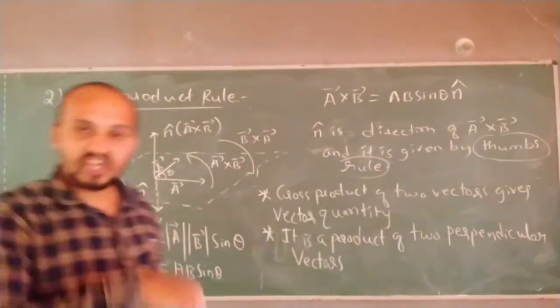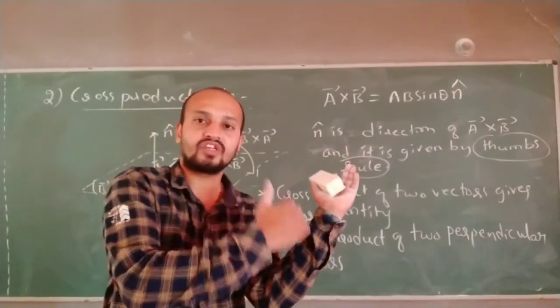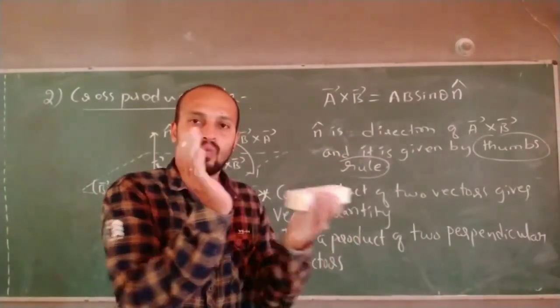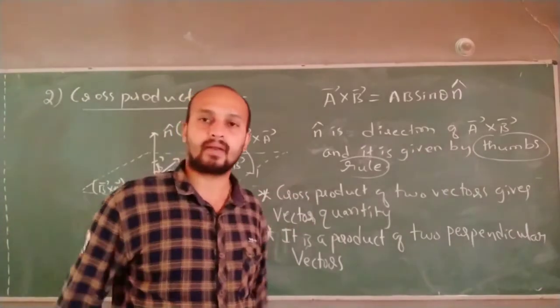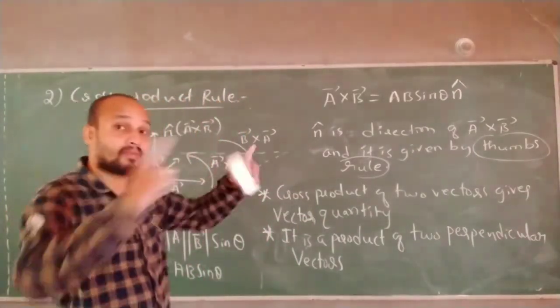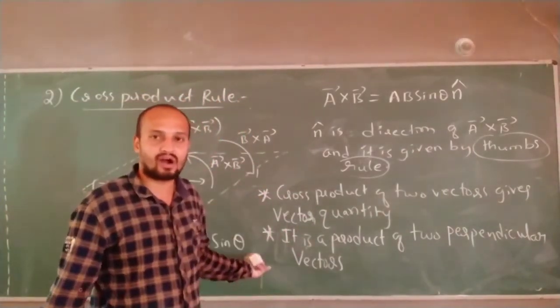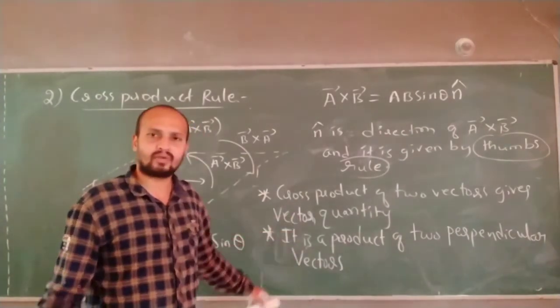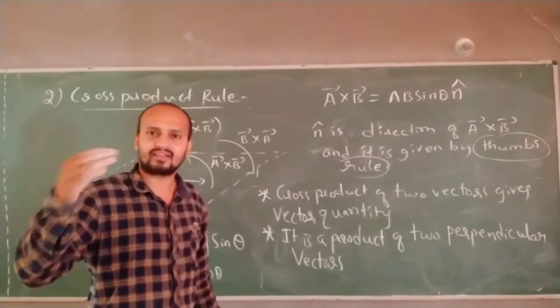you will take the one component which is perpendicular to the other component, then you are going to multiply those vectors. That is the magnitude value of the cross product. Correct now? So these two key points, if you remember, cross product rule, dot product rule, nothing else is there.